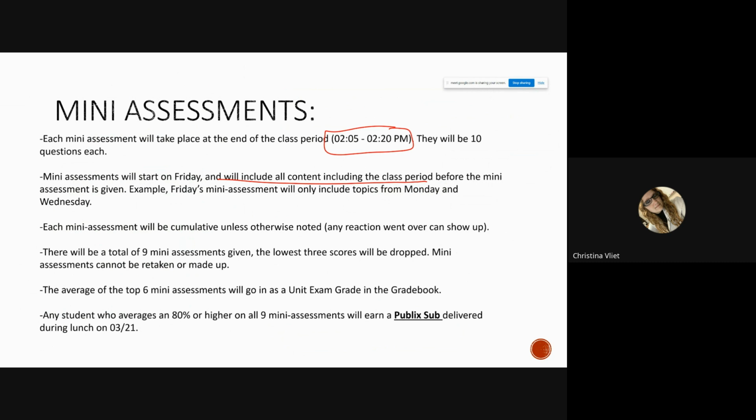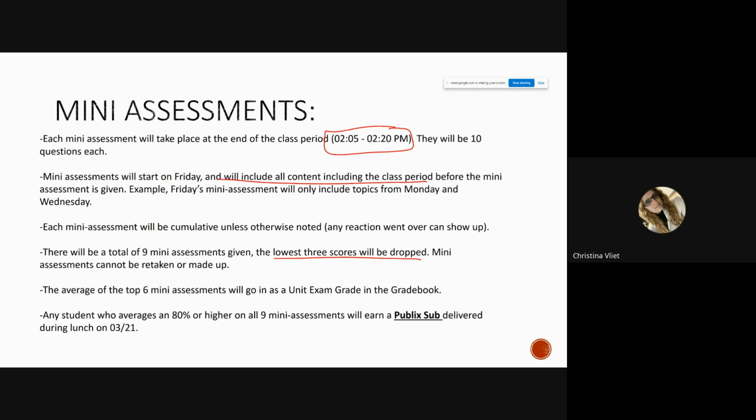There will be a total of 9 via the schedule that I posted to you. The lowest 3 scores will be dropped. So you do awful on 1, it's not the end of the world. You miss a day of school, it's not the end of the world. I'm giving you 33% that you can either completely mess up on or just not show up for. So far, so good? So your top 6 will be your average exam grade.